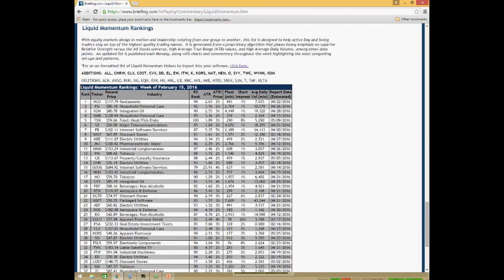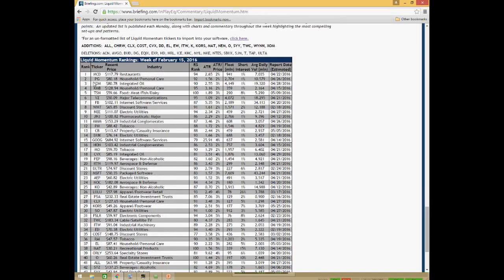stocks. And if you're swing trading, you can do this on a swing trading basis, but if you're day trading, these are also really good candidates to be focused on, say on a 60-minute time frame or a 30-minute time frame. One of our top stocks is McDonald's. You can see Procter & Gamble, ExxonMobil.